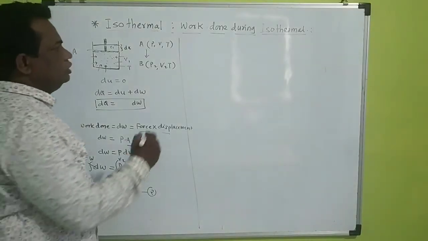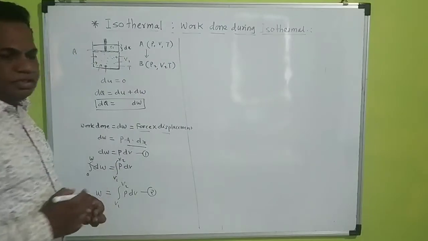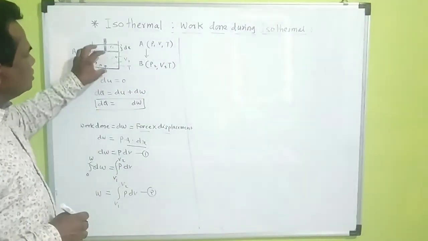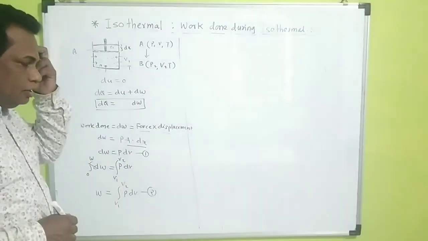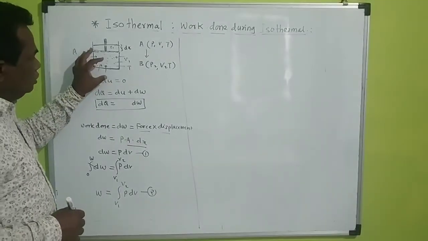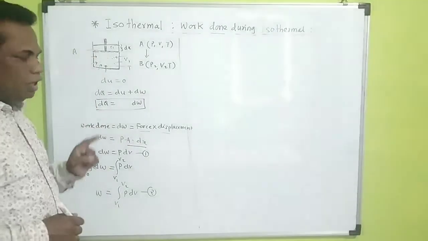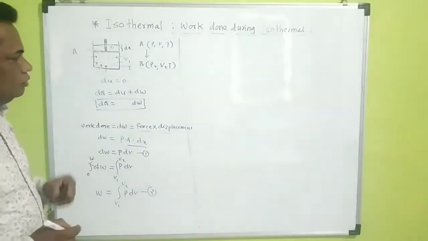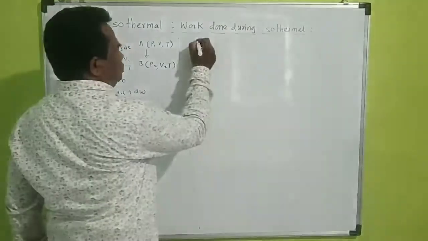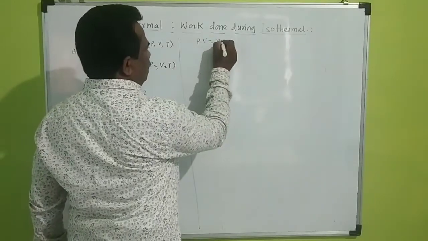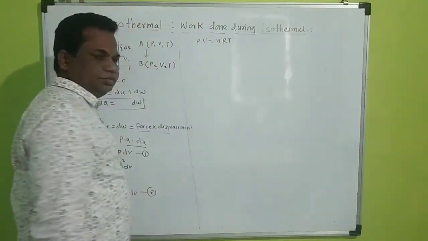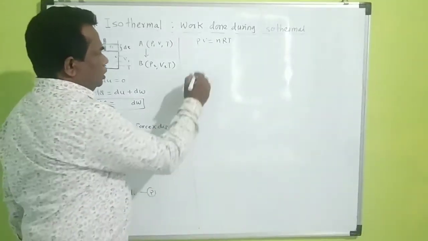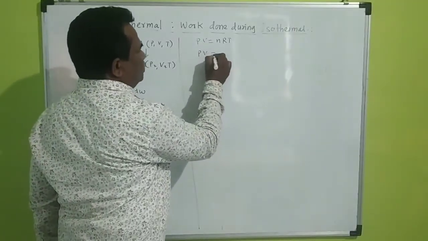Already we know, suppose this gas is an ideal gas and the number of moles is 1. One mole of gas is filled in a cylinder. Then for an ideal gas, you know the relation PV is equal to nRT, or we can write for one mole of gas, PV is equal to RT.